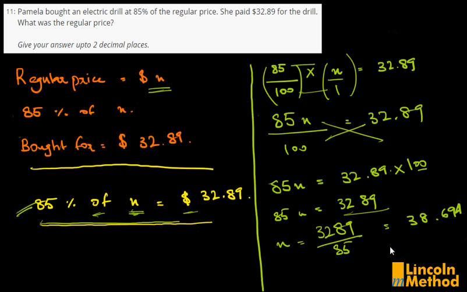38.694. But since we're supposed to give an answer up to 2 decimal places, we can do without this 4 at the end. And since this number is less than 5, we're not really going to round off any of these numbers, so we just remove the 4 at the end, and what we get is $38.69, of course. So what was the regular price? The regular price was $38.69.